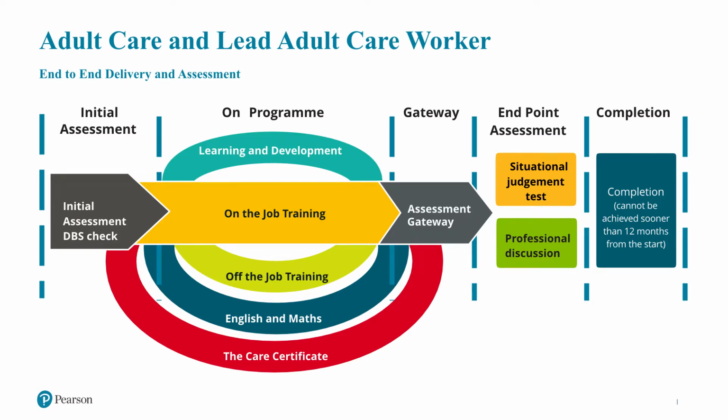Okay, so the first thing that I wanted to talk to you about today and familiarise yourself with is the adult care and the lead adult care worker. The adult care is level 2, lead adult care worker is level 3. Very similar in the requirements of the end-to-end delivery and assessment. So we'll just have a look at this first. These are the requirements that you will be expected to deliver as part of the apprenticeship programme.